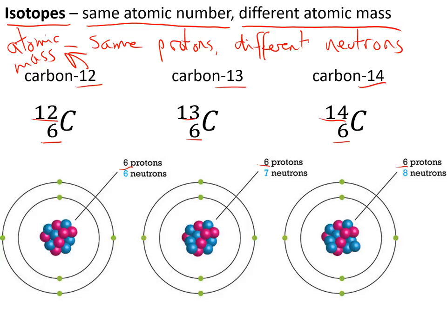So carbon 12 has got 12 minus 6 to give you 6 neutrons. Carbon 13 has got 13 minus 6 to give you 7 neutrons. And carbon 14 has got 14 minus 6, which is 8 neutrons. Chemically, these things are the same. They do all the same reactions. It is their physical properties that tend to be slightly different.